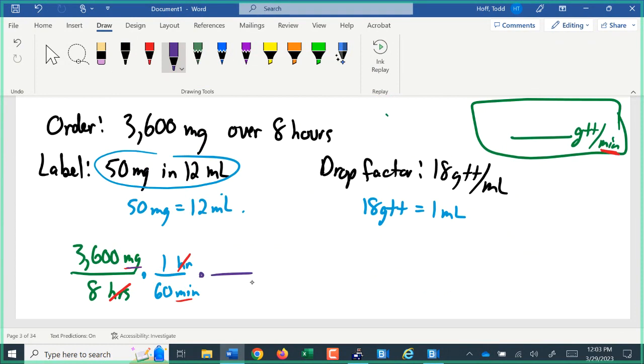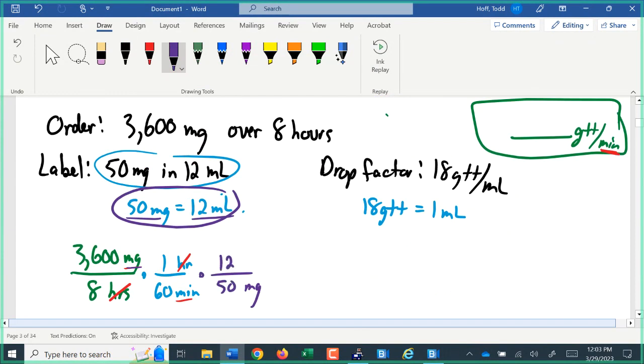So milligrams are on top. I'm going to put milligrams on bottom to cancel them out. And I have to look for an equivalency that has milligrams in it. Up here I have 50 milligrams equals 12 milliliters. So 50 milligrams, 12 milliliters. The milligrams cancel out, and now I have milliliters per minute. Well, again, I want it to be per minute, but I don't want milliliters. I want drops. So I have to keep going and get rid of the milliliters.